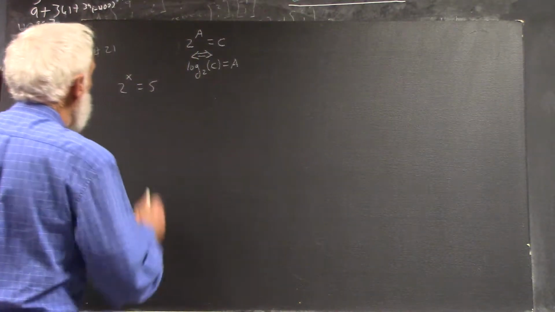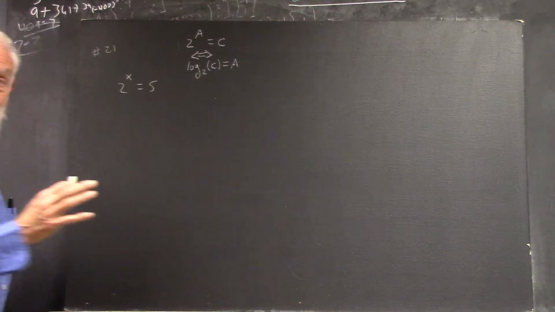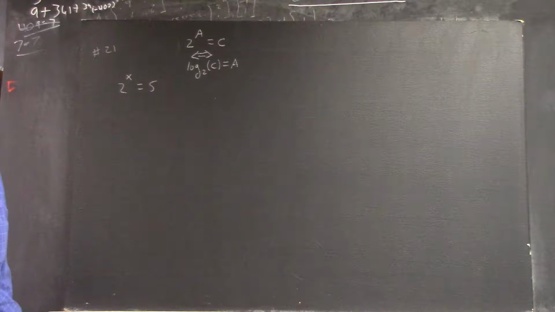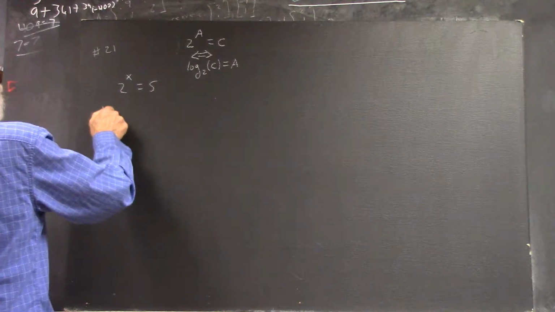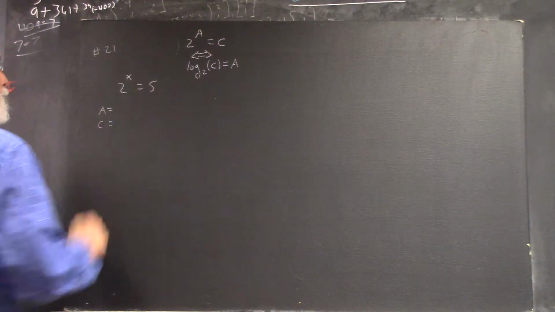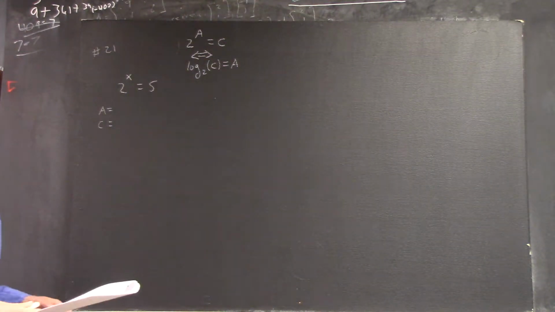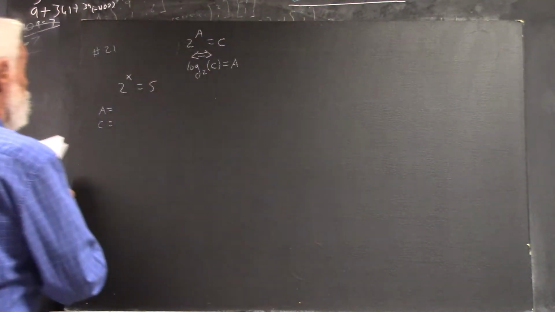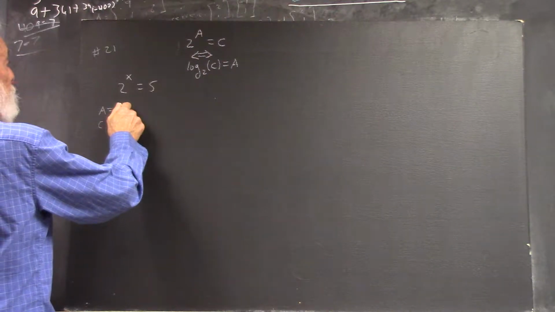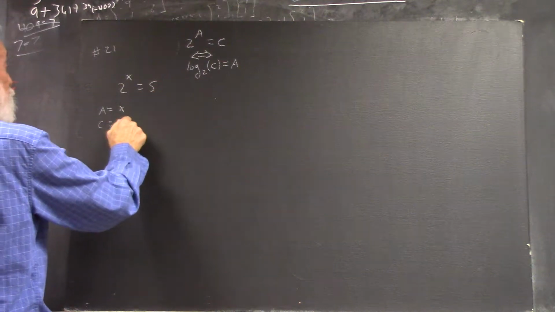So, you got 2 to the x equals 5. I'm going to go through the steps, and make sure you go through the steps. If you skip the steps, you're going to write something down wrong, almost certainly. So we identify A and C. What's A? A is what you raise to the power of, so A is X, and C is the thing on the other side of the equal sign, which is 5.